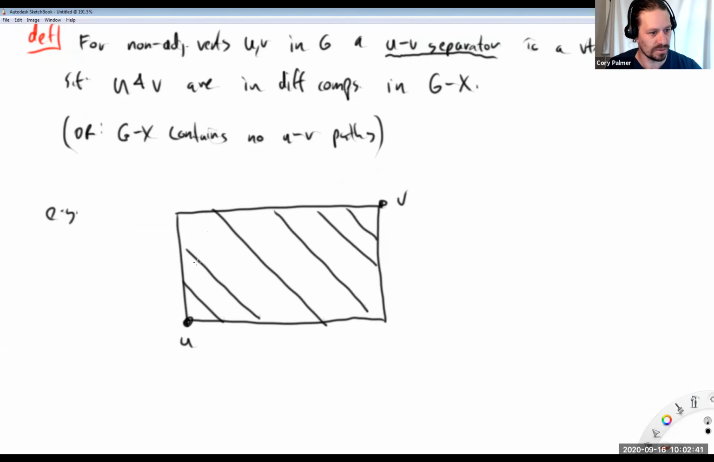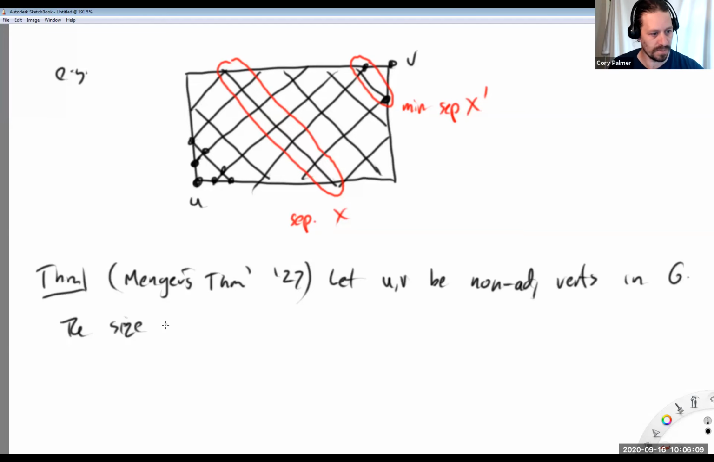Okay, so if we start with u and v non-adjacent vertices in a graph G, then the size of a minimum uv separator. There are many uv separators in principle, but there are minimum size ones. So the size of a minimum size separator is equal to the maximum number, okay, actually we already defined this, maximum number of internally disjoint uv paths. So these two quantities are equal.